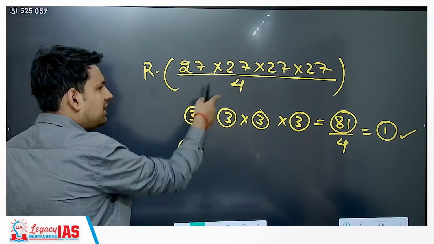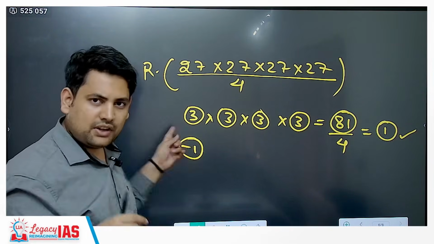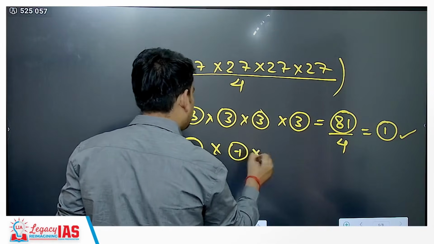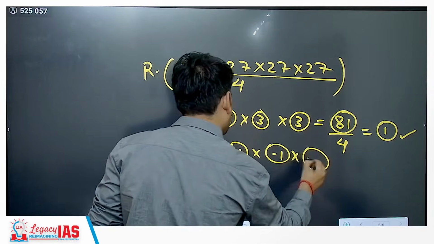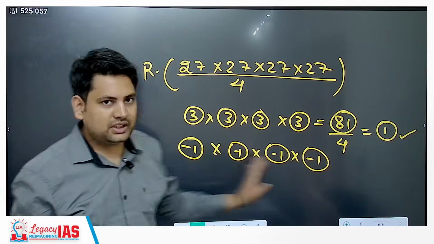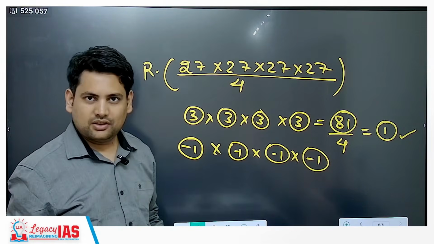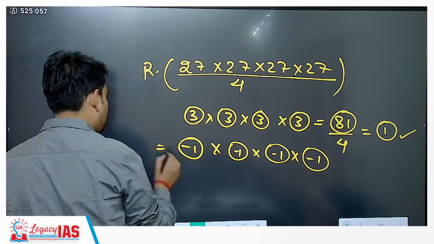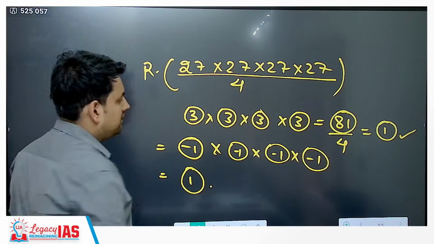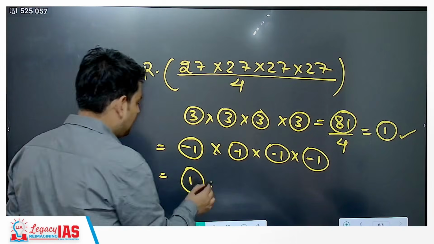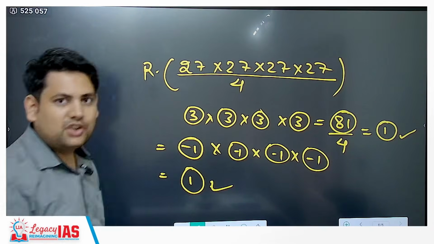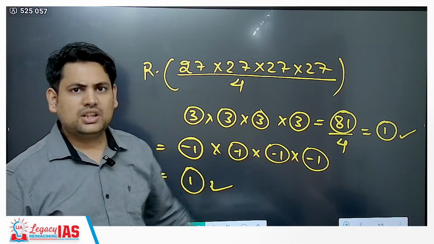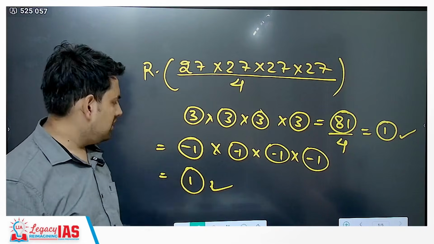Now 27 divided by 4, nearest multiple was 28. We get remainder minus 1. So this is minus 1. The second one is also minus 1. The third one is also minus 1. The fourth one is also minus 1. Now you multiply minus 1 four times. What do you get? If you multiply a negative number an even number of times, you get a positive number. So the remainder is 1. Correct? Not even this calculation was needed, because you saw minus 1, minus 1, minus 1, multiplied 4 times, you get 1.